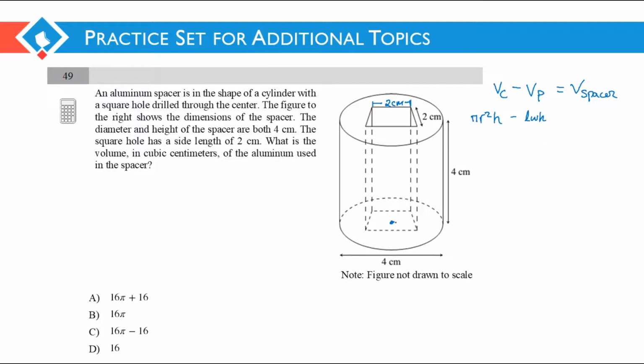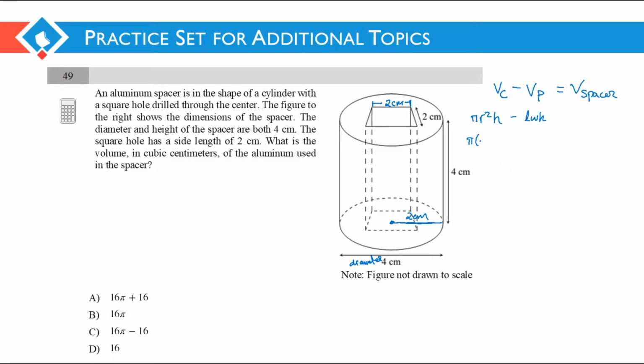The center of the circle is right over here, and the radius of this bottom circle is going to be equal to 2 centimeters. And that's because the diameter is equal to 4, right? This is the diameter. That's the diameter is equal to 4 centimeters. That means the radius must be 2 centimeters. The height is 4 centimeters. We have length times width times height. We have everything we need here. So let's go ahead and start plugging in our numbers.